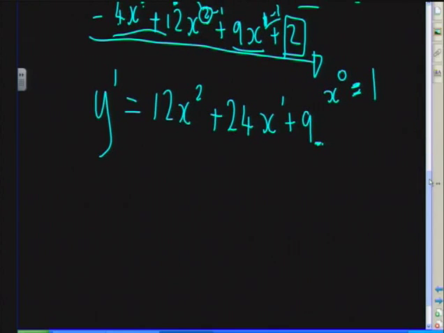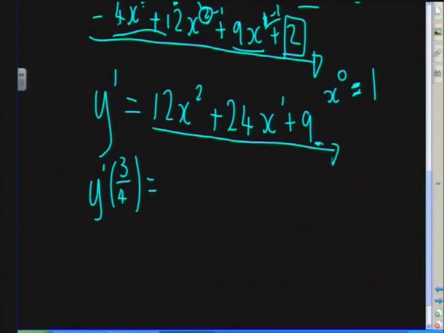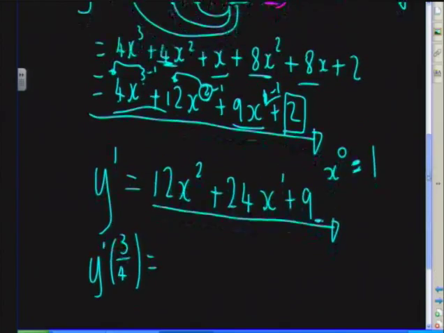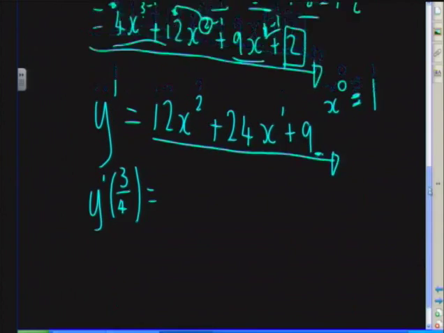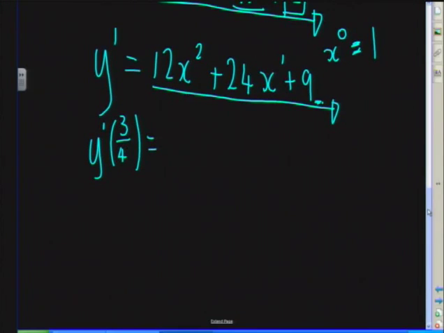If I want the gradient of the curve at the point 3/4, all I do is I substitute 3 over 4 in place of x in the expression for the gradient. That will give me, importantly, the gradient of the tangent as well, because remember, where the tangent meets the curve, the gradients are the same. So if I use this 3/4 and I substitute it into the gradient, I will get the gradient of the straight line at the same time. All right. So let's do that.